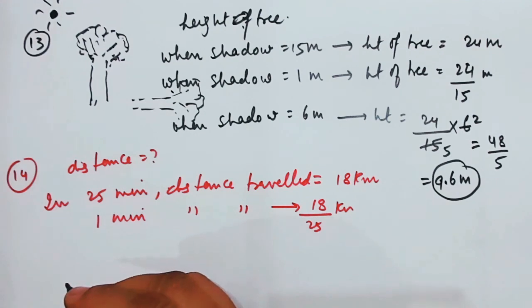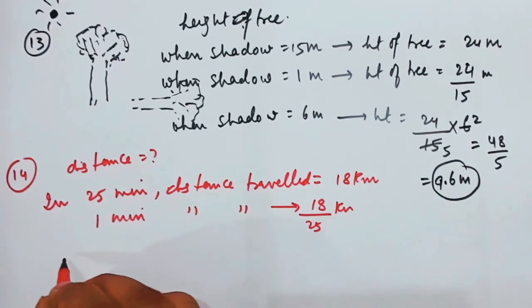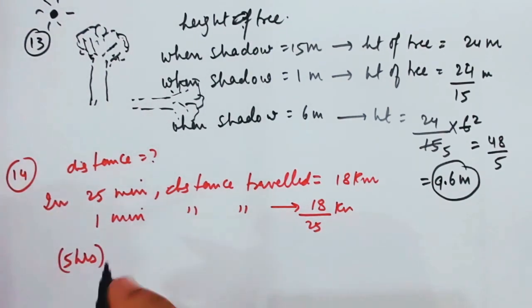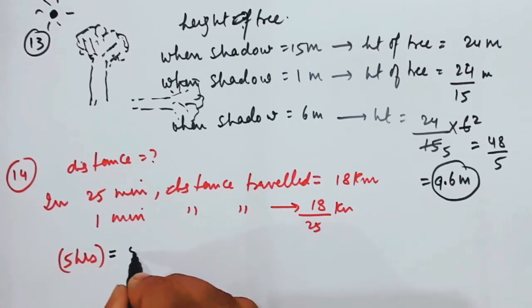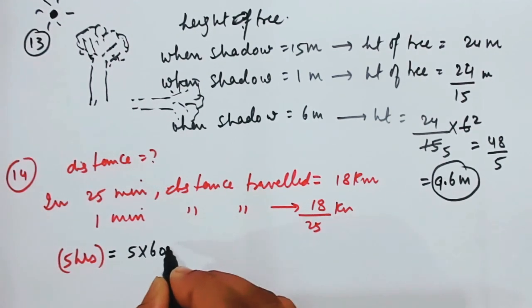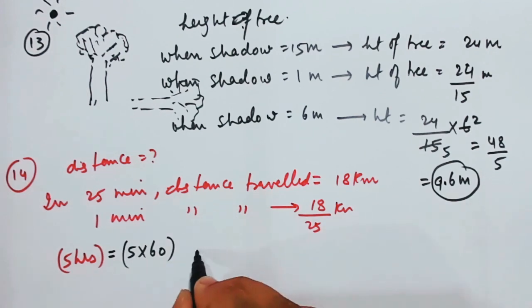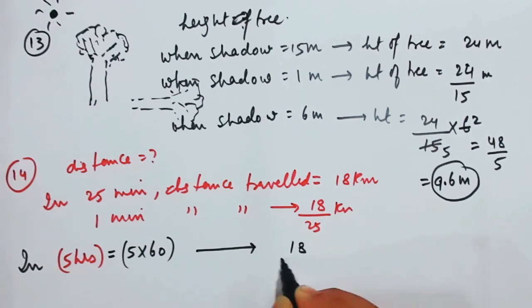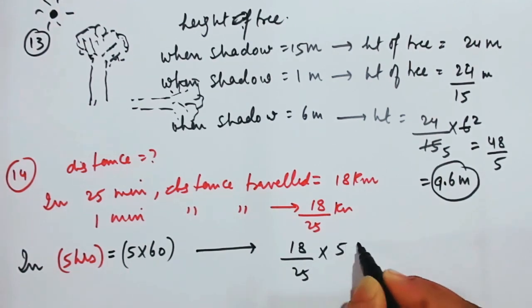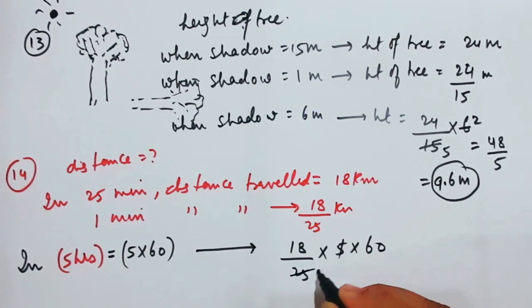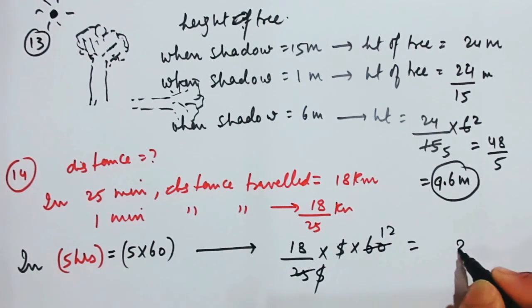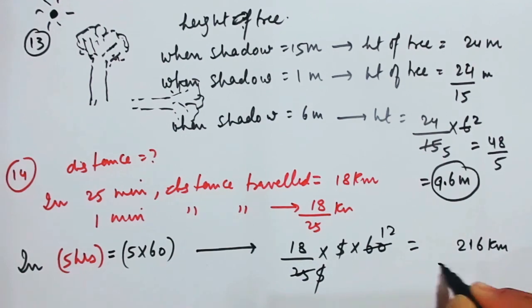If the speed remains the same, how far will it travel in 5 hours? So in 5 hours, you will have to convert it into minutes. Minutes means 5 into 60, as 1 hour is equal to 60 minutes. So in 5 into 60 minutes, the distance is 18 by 25 into 5 into 60. 5 times 5, 12 times. So 18 times 12 will be equal to 216 kilometers.